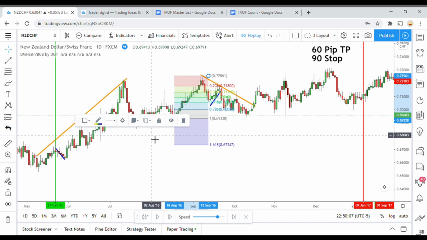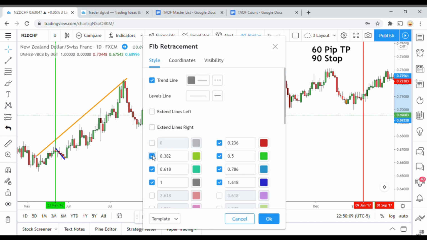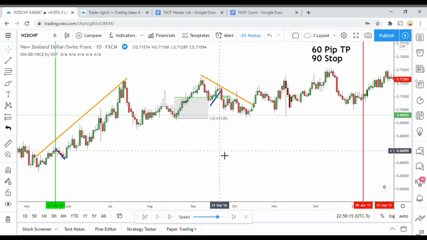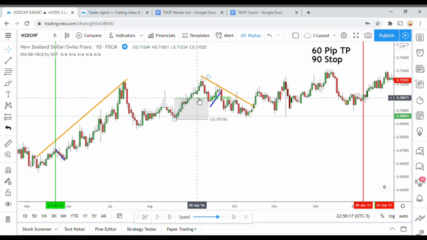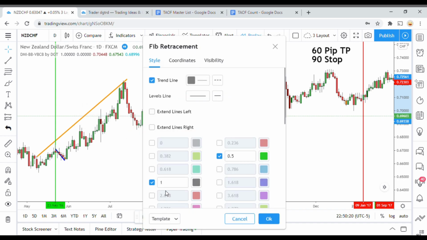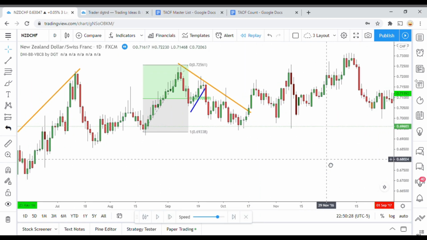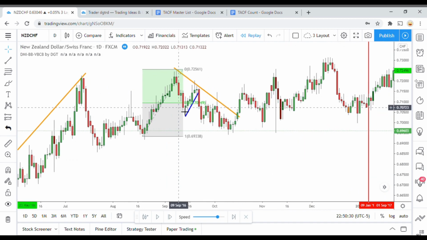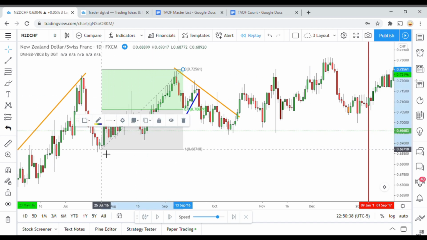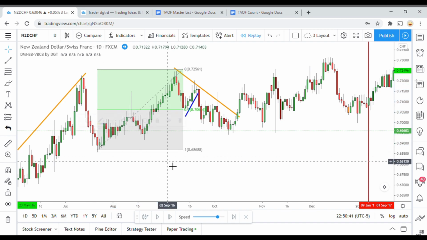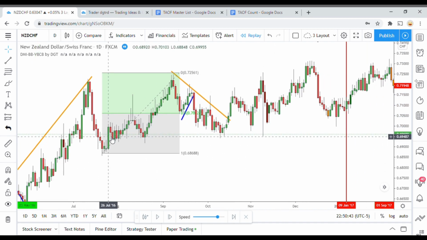So go from there to there. And then I'm going to go in and turn off a whole bunch of these and just leave the 50%. There we go. And the 0. There we go. And so you see that that was, again, almost exactly at the 50% retracement from this point to this point. We could probably drag it down even to that point. So the entire move right there.